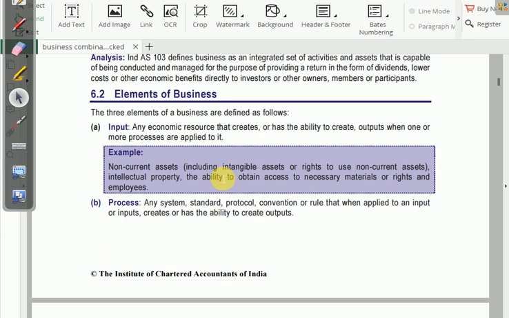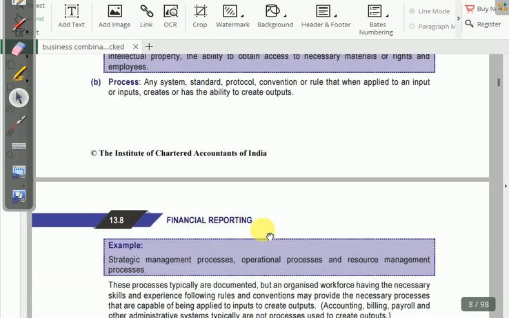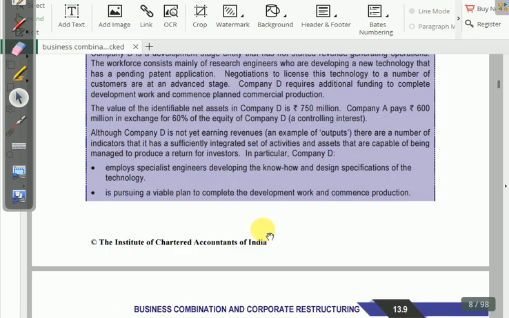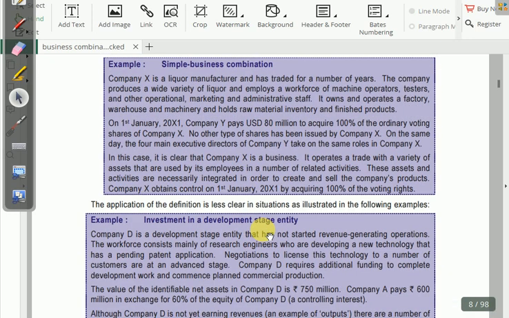Non-current assets are inputs, including intangible assets or the right to use non-current assets, that means lease, intellectual property, the ability to obtain access to necessary materials or rights, and employees. Process: a system, standard, protocol, convention, or rule that when applied to an input or inputs creates or has the ability to create outputs. Simple. You can go through this. Please read these examples.